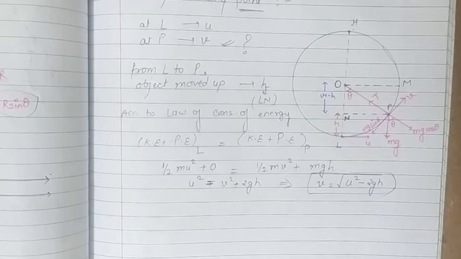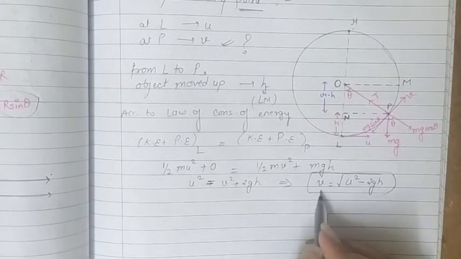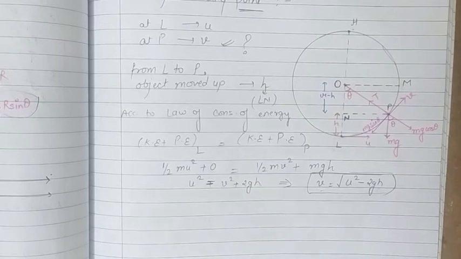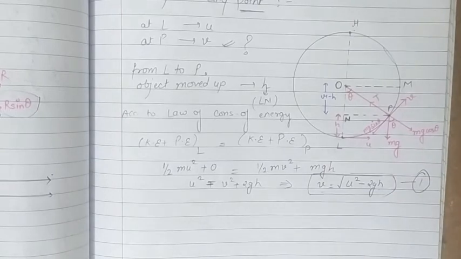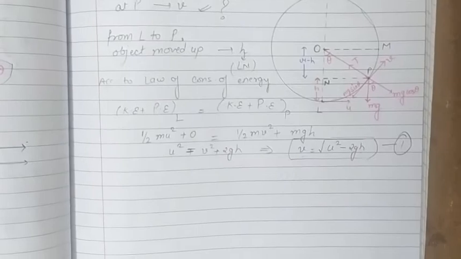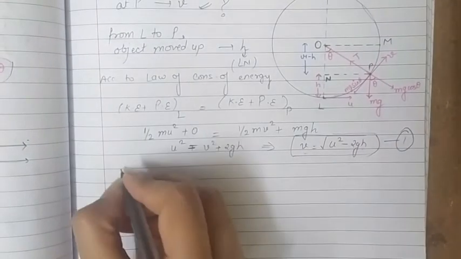Means this is a general point. If you put different values for h, we can get different values of v for different locations during that rotation in a vertical circle. So this equation gives us the velocity of the body at any point. Let it be equation number 1. This is the first thing. Now the next thing that we have to find is the tension along the string at any point.